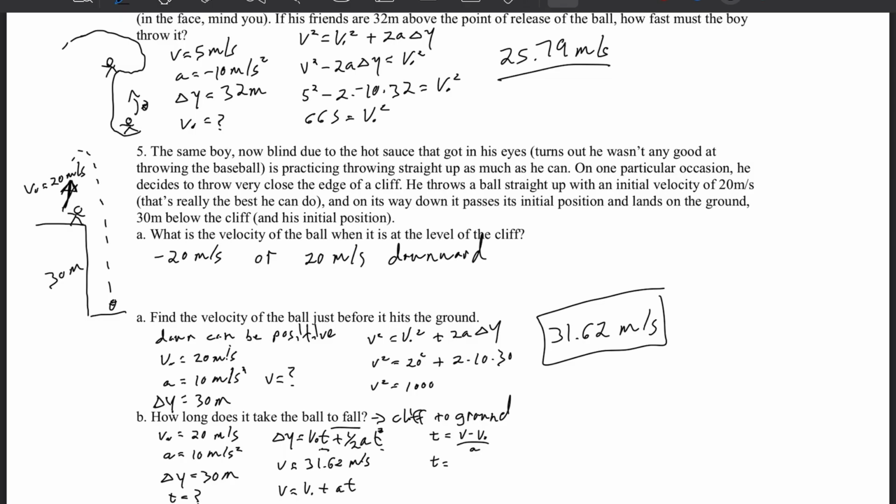We said that v is 31.62. We're going to subtract v naught, 20, and we're going to divide by the acceleration of 10. So we get what, 11.62 divided by 10. So 1.162 seconds. Yeah, looks good.